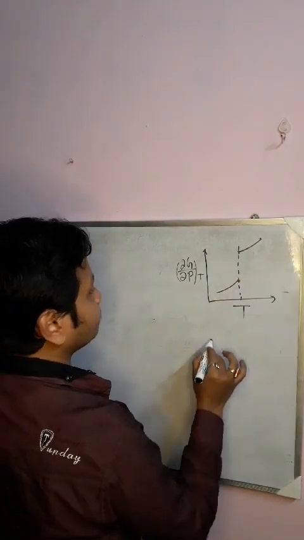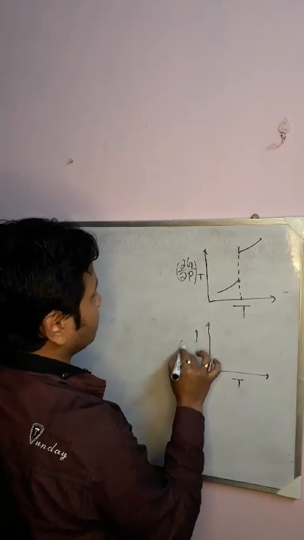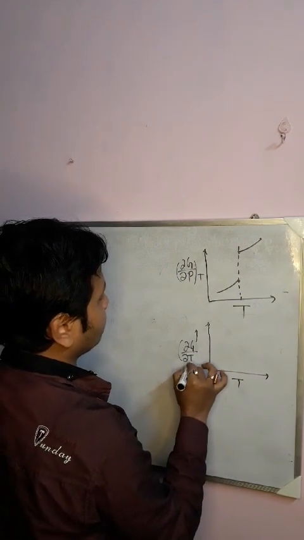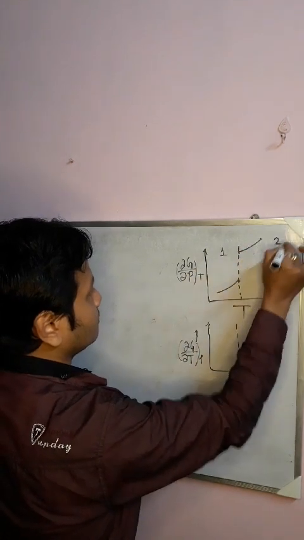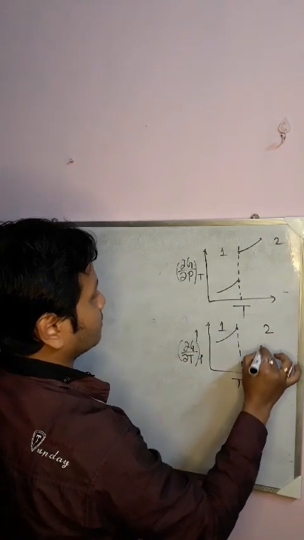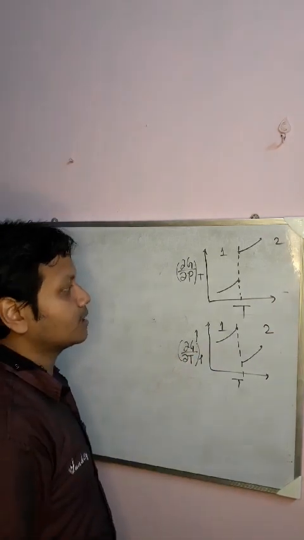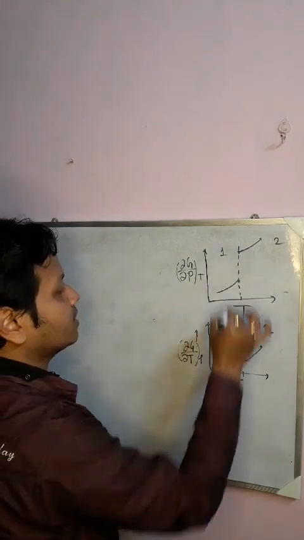Or if you plot another curve, say this is T and this you take say del G del T, pressure constant, then it will also be discontinuous. There you see that these curves are not continuous. A discontinuity is observed at the transition point.